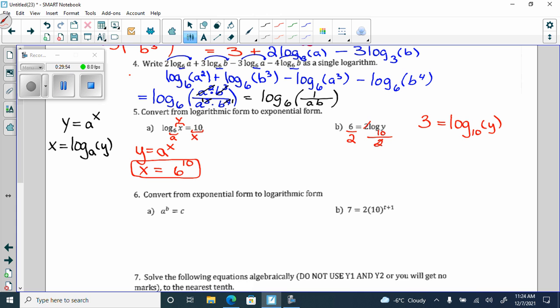Okay? Now we match it up. So this one has a log. We match it with log. This is x. This is a. This is y. Y is y. That's nice. So we get y equals a to the x. So we're going to get y, which is y, equals 10 to the 3. Done.